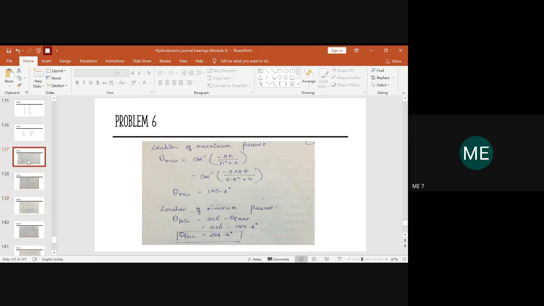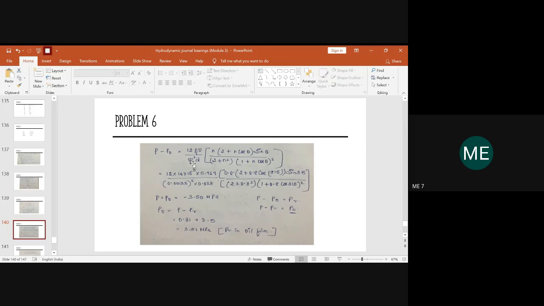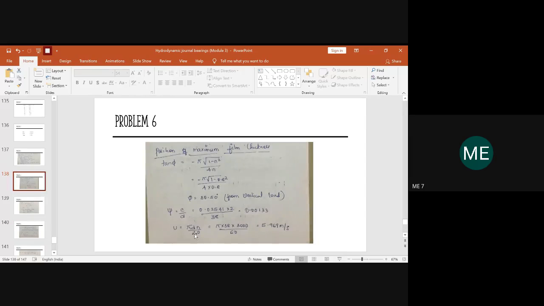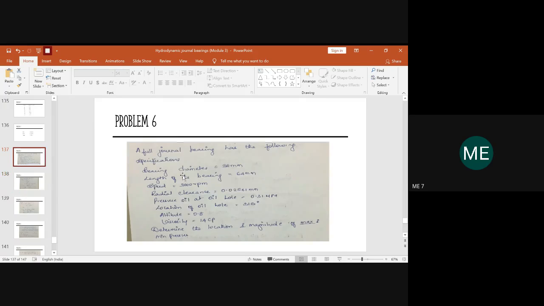After that, which is the unknown parameter? If you go for the pressure equation, you need to know the value of U also. U is nothing but the velocity with which the journal is revolving, right? It is given by pi D N upon 60. You know the equation for velocity. So you use this equation and substitute the values. Pi is a constant, and D is the diameter of the bearing, which has been given as 38 mm.